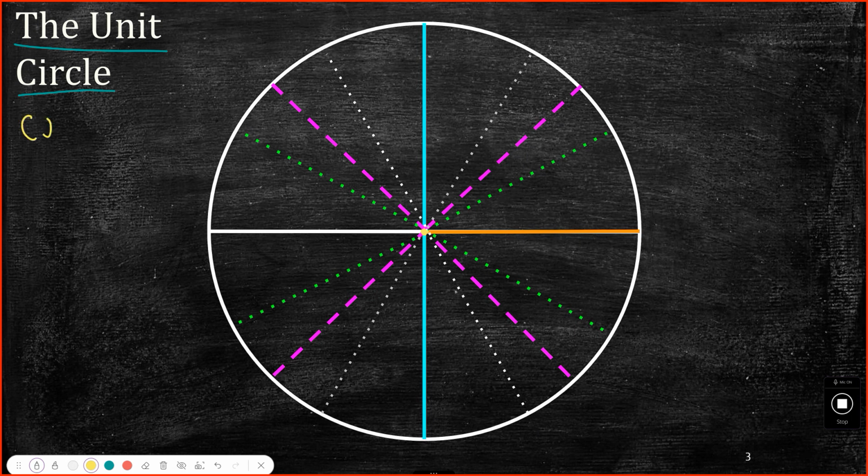cosine of theta is equal to the x value, and then the sine of theta will equal the y value, because it's going to be x over 1 is x, and y over 1 is y, where the hypotenuse is the radius. And then you would get tangent of theta is y over x.